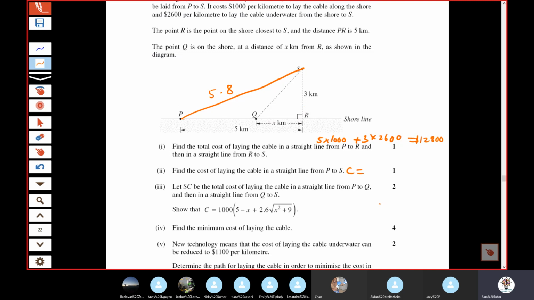What's the cost if I do it just from P to S? 5.8 times 2.6 again. 5.8 times 2,600, right, guys? Because I'm going into the sea. This is the sea, so that should give you, if you haven't rounded, 15,160. If you have rounded and used my 5.8, you get 15,000, so you're short by 80 bucks. Don't round. I'm just rounding because I can. You guys can't. I'm special.